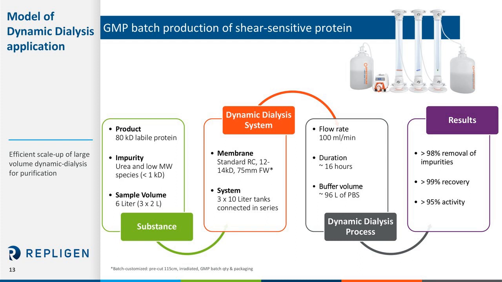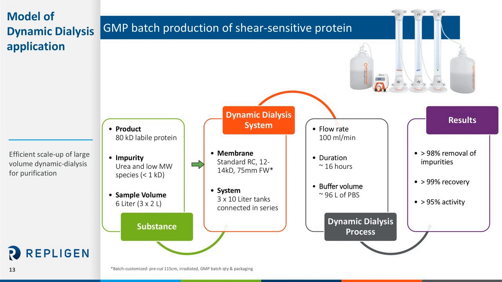So in this case, we're starting with a GMP batch production of a delicate protein that cannot be filtered because it would just simply be damaged through filtration stresses and pressures. So what we're doing is we're starting with an 80 kD labile protein, and we want to purify it to eliminate urea and low molecular weight contaminants that are less than 1,000 Dalton. The sample volume that we're starting with is going to be 6 liters, and we're going to take this sample and we're going to process it through our dynamic dialysis system.